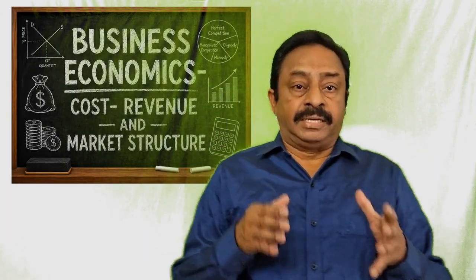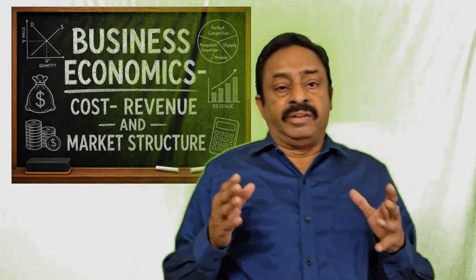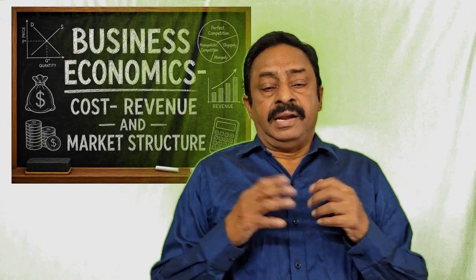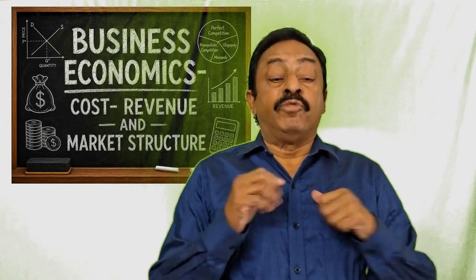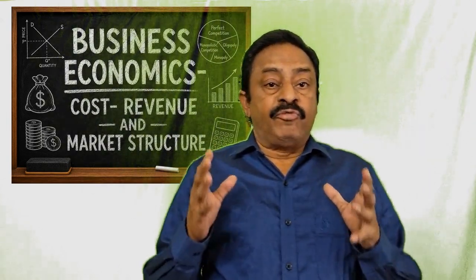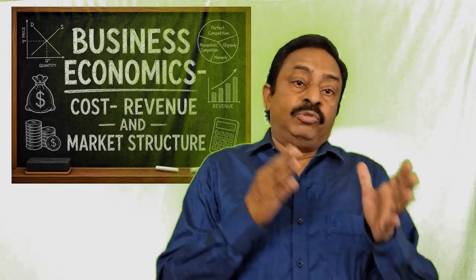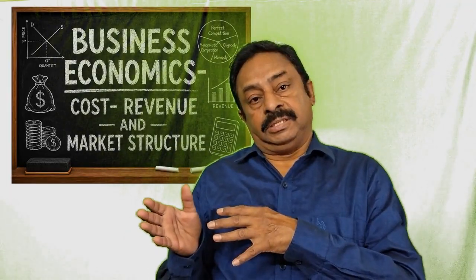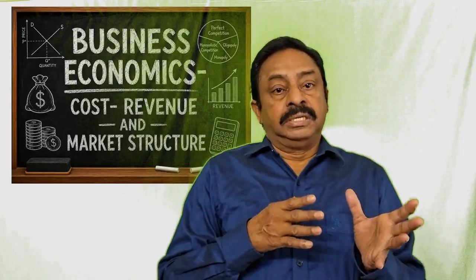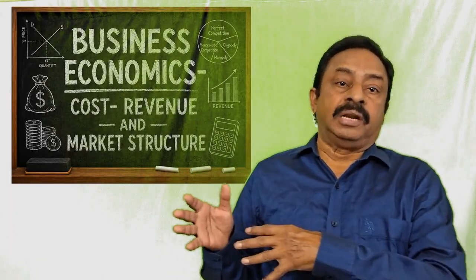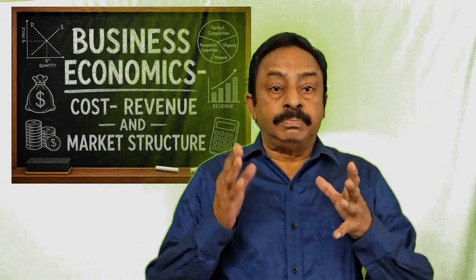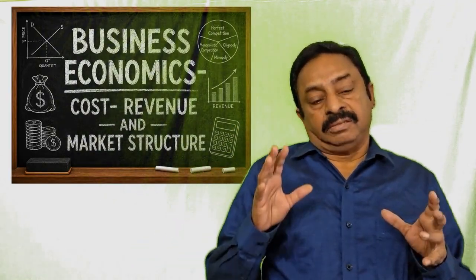In revenue also there are 2-3 types. One is total revenue. Let me explain the formula first. The total revenue formula is number of units sold multiplied by price. Suppose they sold 100 units at 10 rupees each, 1000 rupees is the total revenue. Number of units sold multiplied by the per-unit price. This is the formula to calculate total revenue.